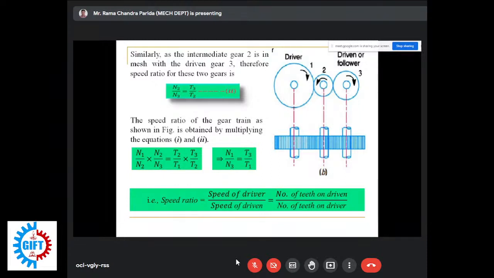Sir, 1600 rpm. Very good, 1600 rpm. So you can calculate: N4 by N1 will give you T1 by T4, T1 by T4 into N1, or N4 by N1 equal to T1 by T4. So N4 becomes N1 into T1 by T4.